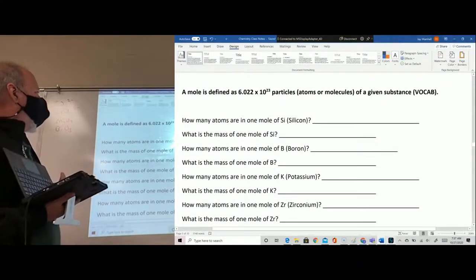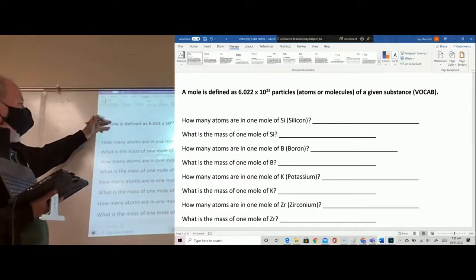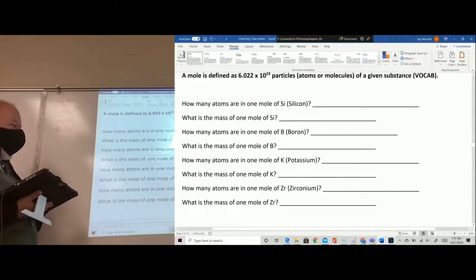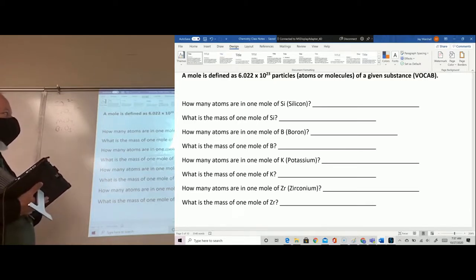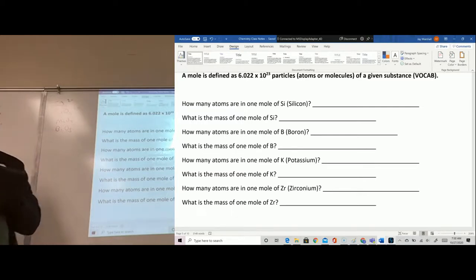A mole is defined as 6.022 times 10 to the 23rd particles of a given substance. Again, we don't have vocab in this class. How many atoms are in 1 mole of silicon? I don't know. What's the number of particles in 1 mole? How many atoms are in 1 mole? 6.022 times 10 to the 23rd. Okay? It takes a while for it to sink in.